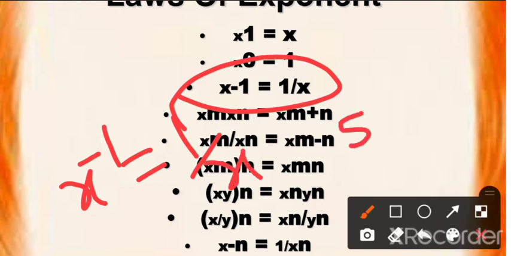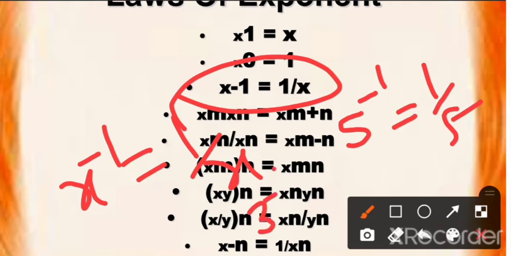Like 5 power minus 1 is equal to 1 upon 5. 3 power minus 1 is equal to 1 upon 3. For any number, if the power is negative, you can write the number as 1 upon 5 or 1 upon 6.